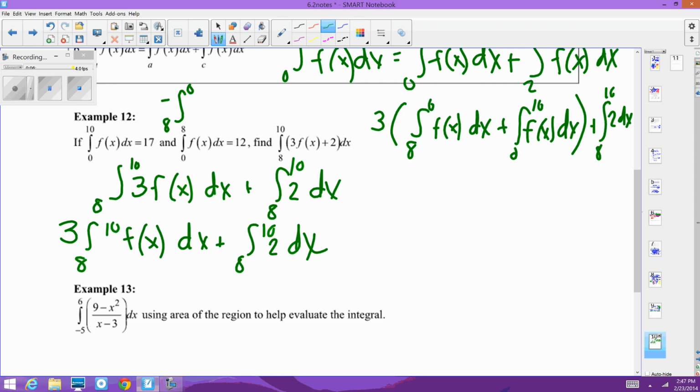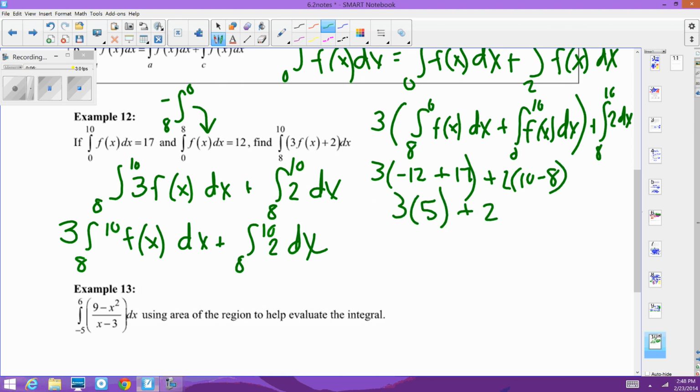And remember, that's just going to be the opposite of that. So 3 times negative 12 plus, from 0 to 10 is 17. Plus this part, that's just 2 times 10 minus 8. So we have 3 times 5 plus 2 times 2, 15 plus 4, looks like 19 is the value of that integral.